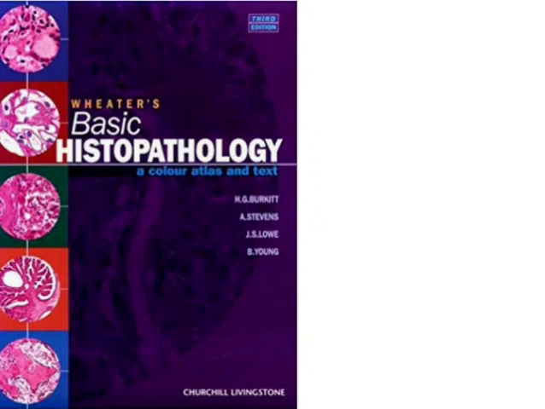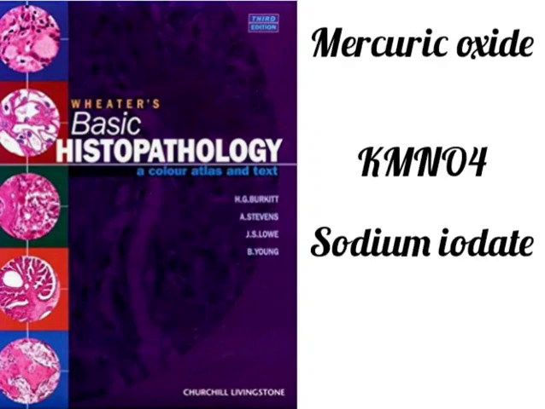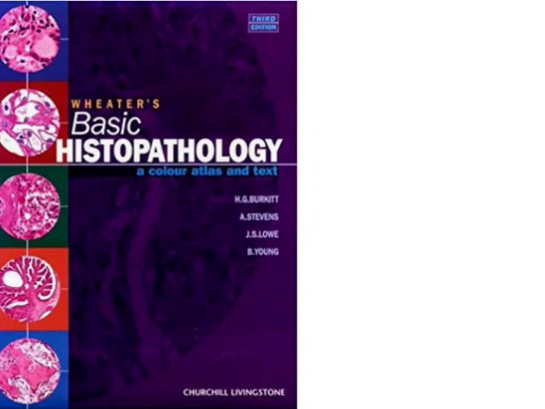Next question. Chemical agents used for ripening of hematoxylin. Mercuric oxide, KMnO4 and sodium iodide are the chemicals used for ripening of hematoxylin.